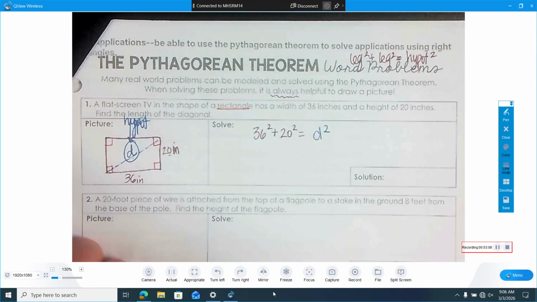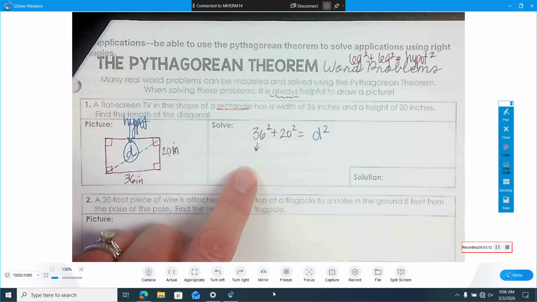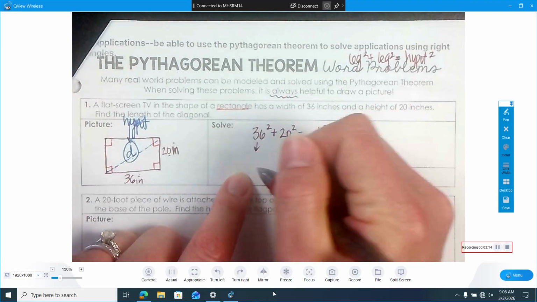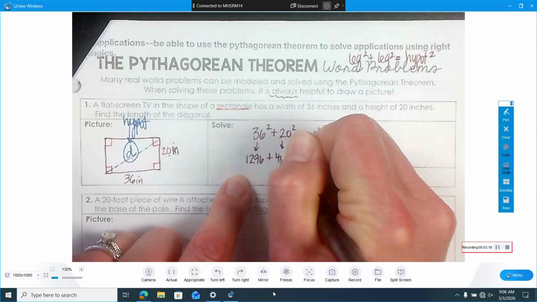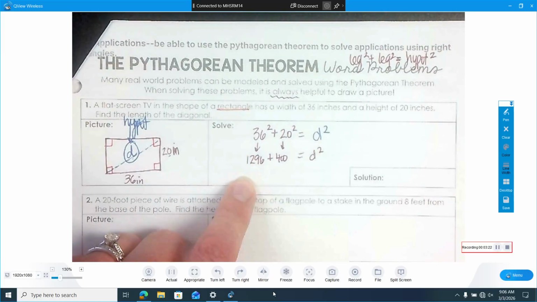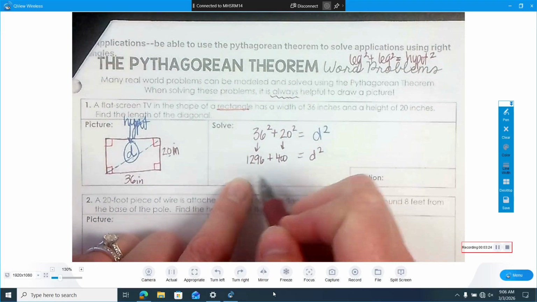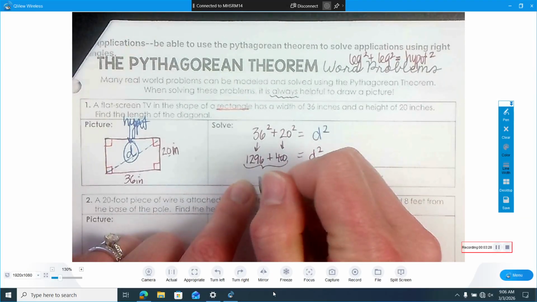Now, you guys, I don't have a calculator. Can you please tell me what 36 squared is? 1296, all right, plus 20 squared I know is 400, and so that is equal to D squared. I don't know what that is, so we can do the math here. 1296 plus 400 is 1696.